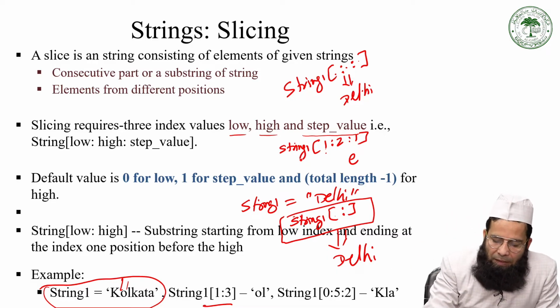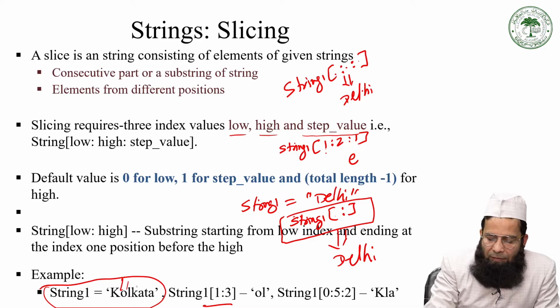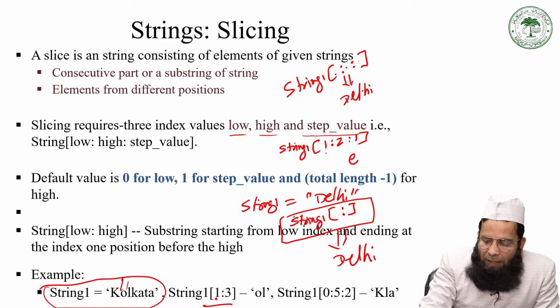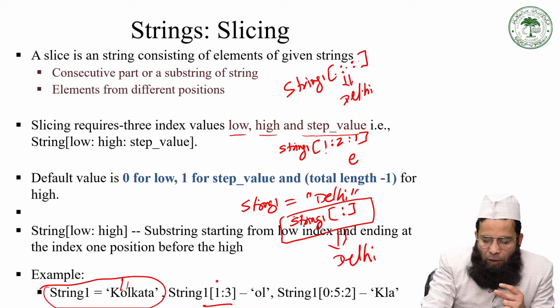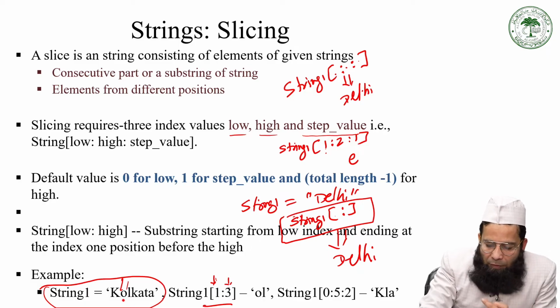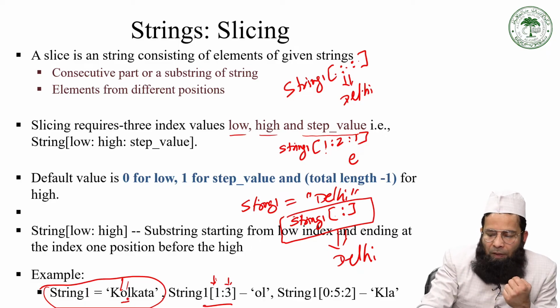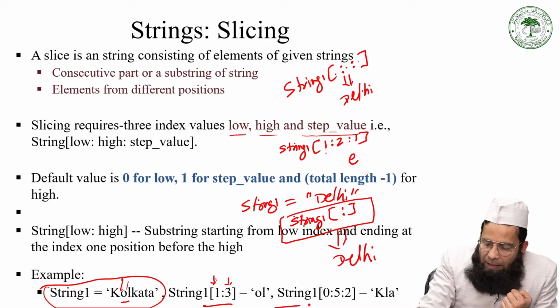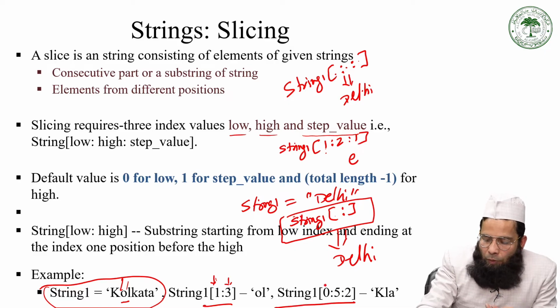So here there are certain examples. Let's say string1 is Kolkata. So what will it give? Since there is a single colon, this is the low value and this is the high value, right? So it will start from first index and then go to high minus 1. So 1, 2 only. So the characters printed would be OL only. And in this case, it is having 2 colons. So this is the low value, high and then step value.